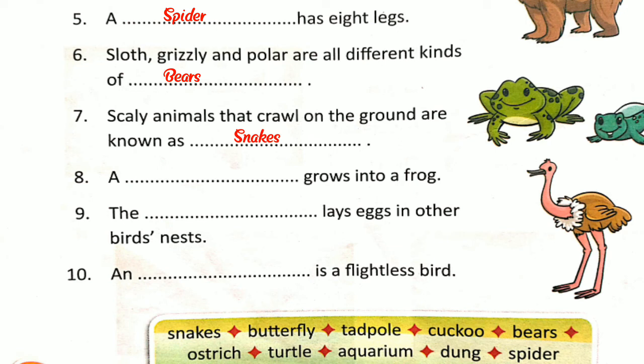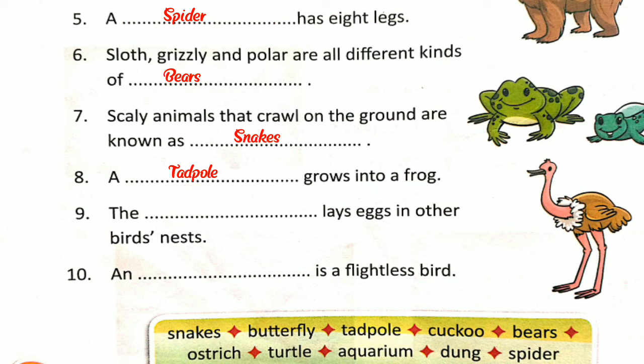Now number 8, a blank grows into a frog. What grows into a frog? It's a tadpole. A tadpole grows into a frog.